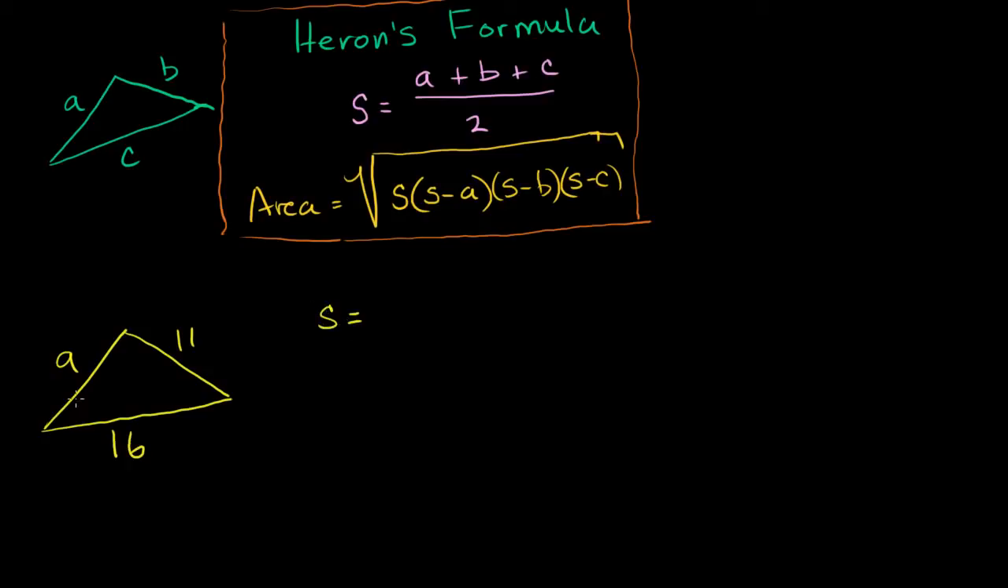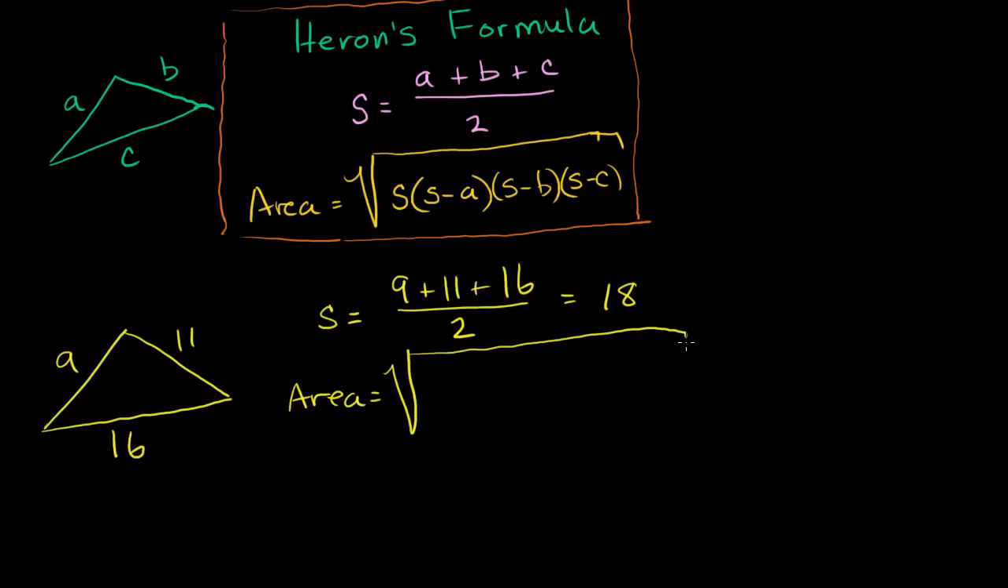So let's apply Heron's formula. s in this situation is going to be the perimeter divided by 2. So 9 plus 11 plus 16 divided by 2, which is equal to 9 plus 11 is 20, plus 16 is 36, divided by 2 is 18. And then the area by Heron's formula is going to be equal to the square root of s, 18, times s minus a, 18 minus 9, times 18 minus 11, times 18 minus 16.